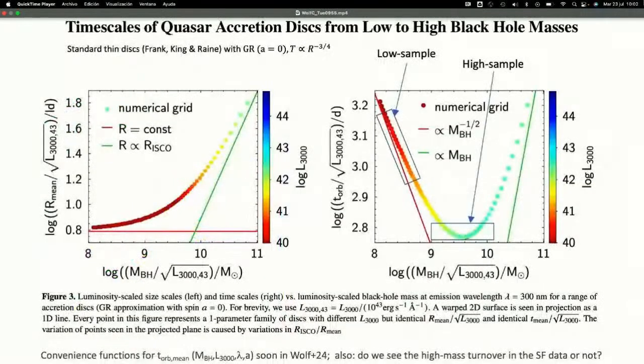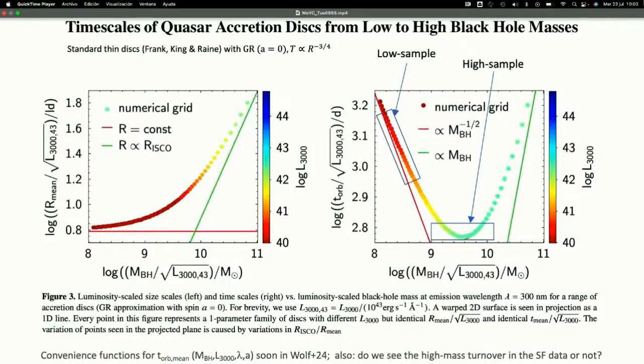How does that work? I'd like to offer some calculations that we've done recently of just standard thin disks with GR effects, assuming a spin of 0. And here you see two plots for disks of a broad range of luminosities, masses, or Eddington ratios, whichever way you want it. On the left, what's the mean emission radius? And on the right, what's the mean orbital timescale? And this is all shown for 300 nanometers as the wavelength, as an example, but it could be done for other wavelengths as well. There are scaling relations for these.